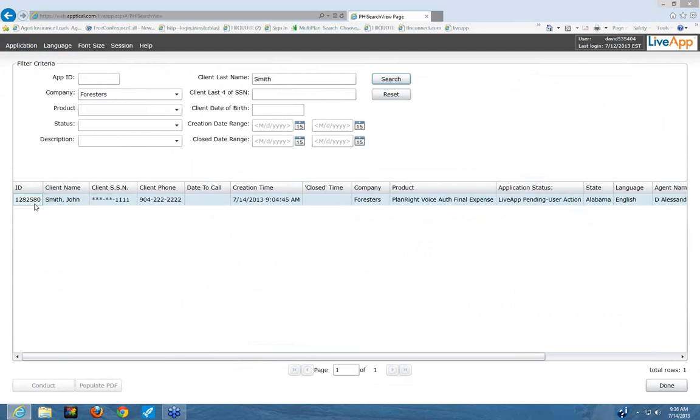Make sure you use the word voice authorization, because if you just say Forester's Plan Right, they're going to be doing something different on their end. You need to say Forester's Plan Right voice authorization, okay? And then they're going to ask you for the ID number. You give it, and then they'll verify who you are. They'll verify the state that this app was done in, what your agent number is, what phone number you're calling from, and then if you read or gave the notification disclosure form to the client.